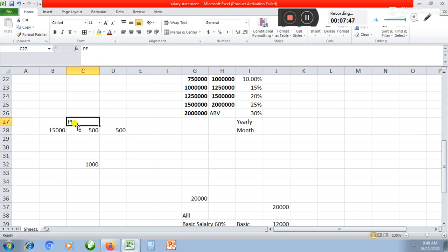That's why it is called employee PF and employer PF. Employer means company. From the company side, the company is also contributing 12%. This is 12% and plus this is 12%. So you will get double money in your account. That's why PF is very, very important for you.